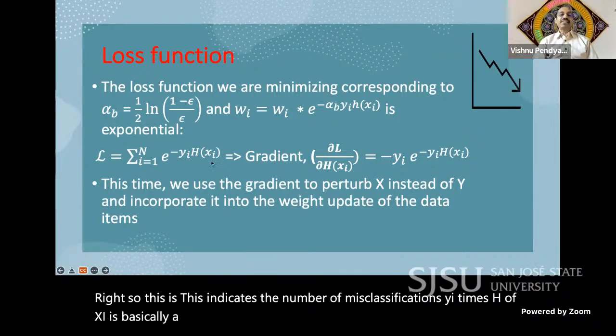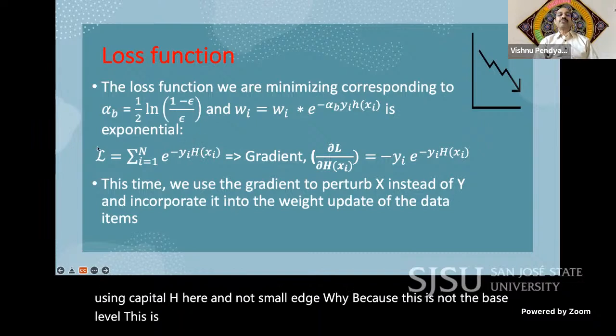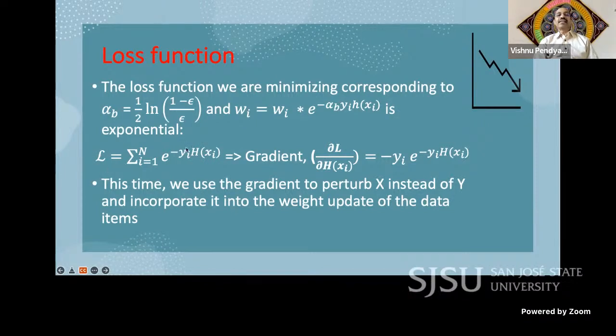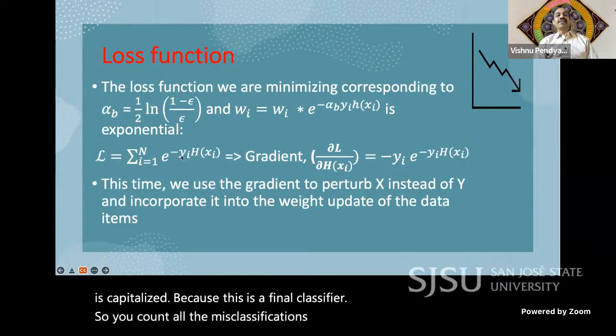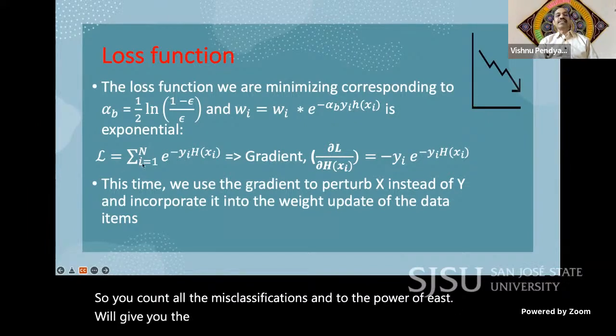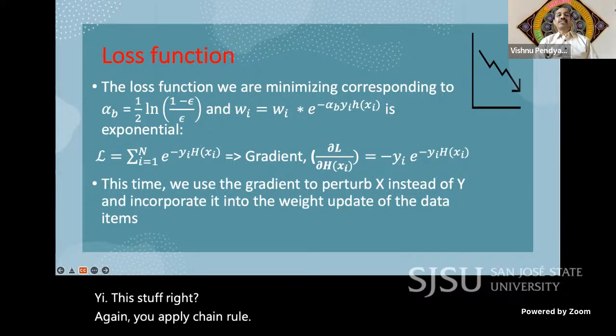Eventual h, you see the notation here. We are using capital H here and not small h. Why? Because it's not the base learner. This is the eventual one. We are talking in terms of loss, not error. If it was error, this would have been small h. If it is loss, it is capital H, because this is the final classifier. So you count all the misclassifications, and e to the power of that will give you the total loss. And the gradient you take is yi times e to the power of yi, this stuff, right? Again, you apply the chain rule. If you apply the chain rule, this is what you get.